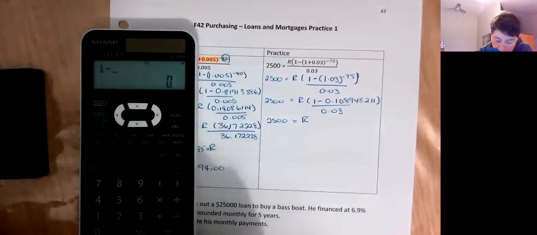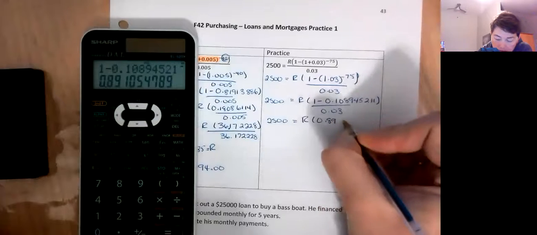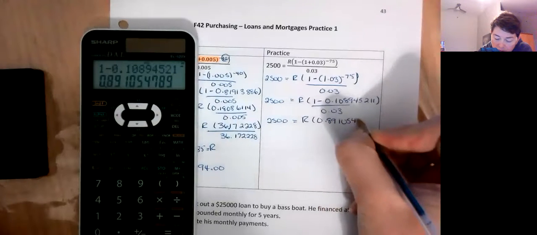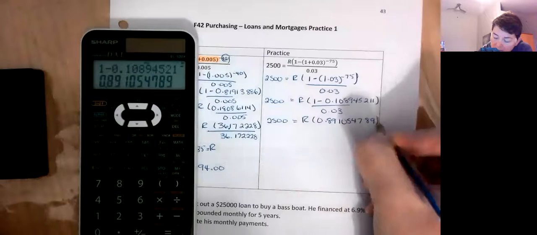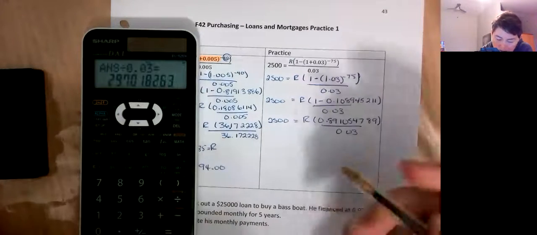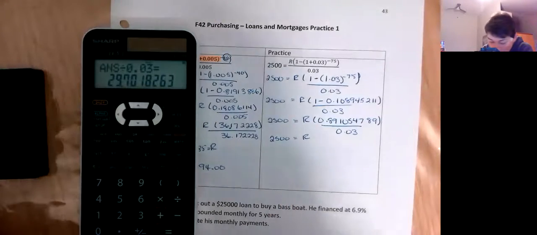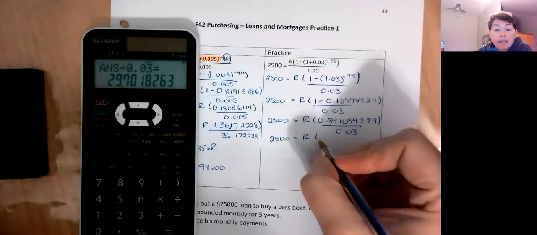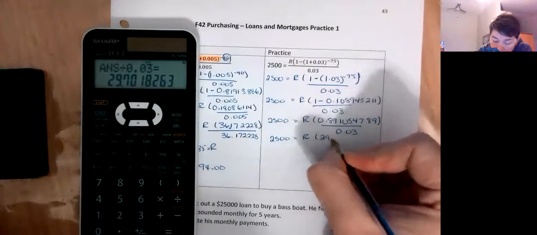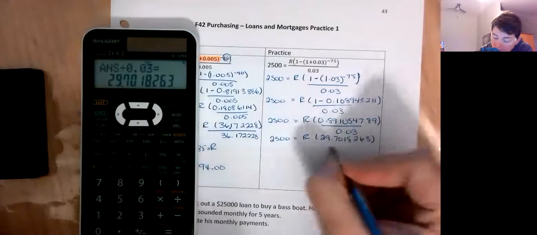1 minus 0.108,945,211 is 0.89105478. Okay, so we're going to divide that by 0.03. So 2,500 is equal to R times 29.7018263. And we divide each side by that.